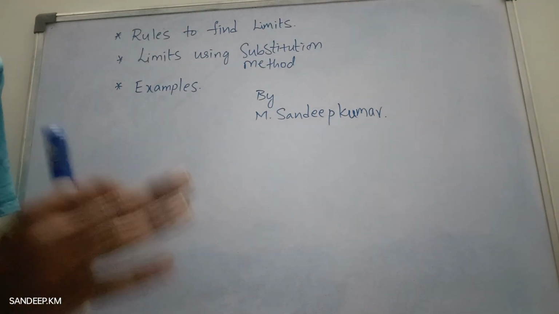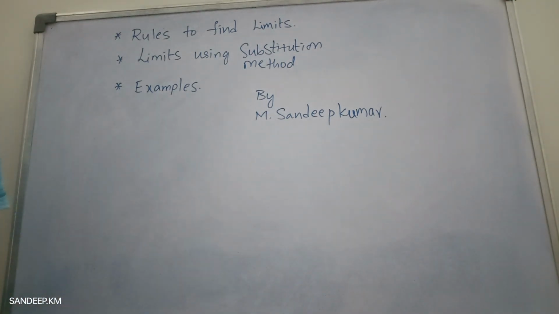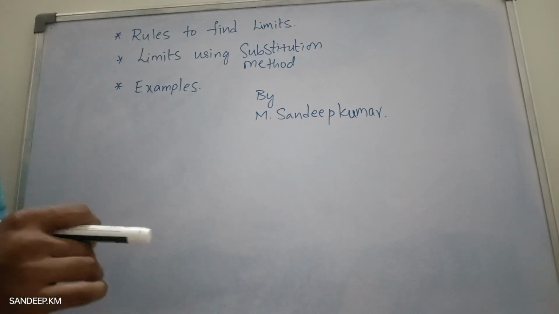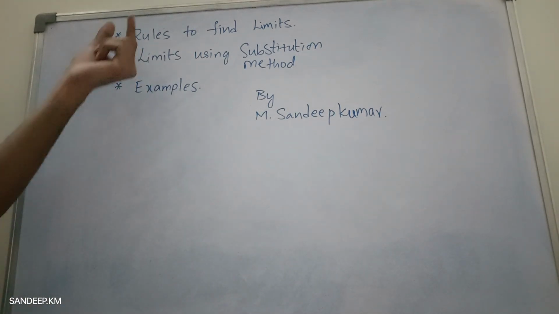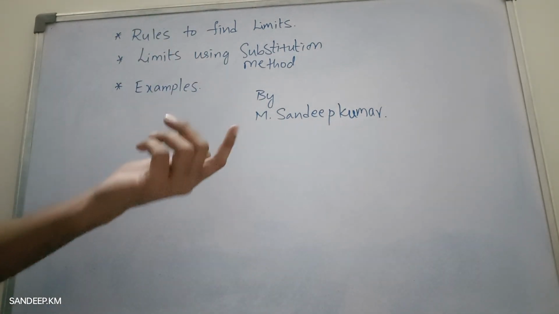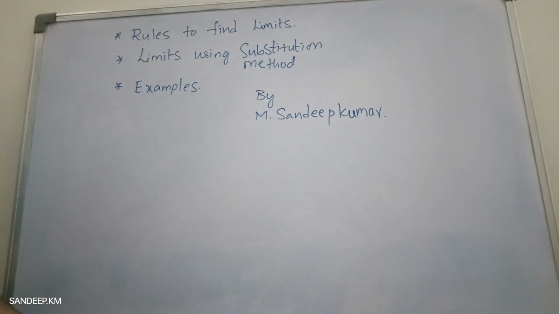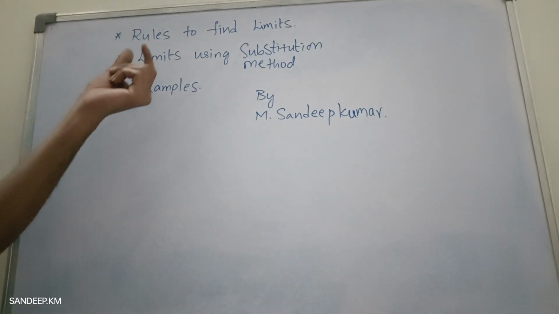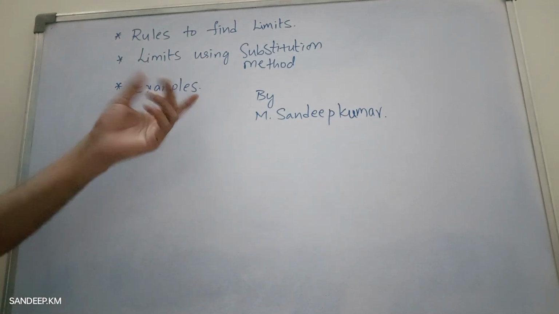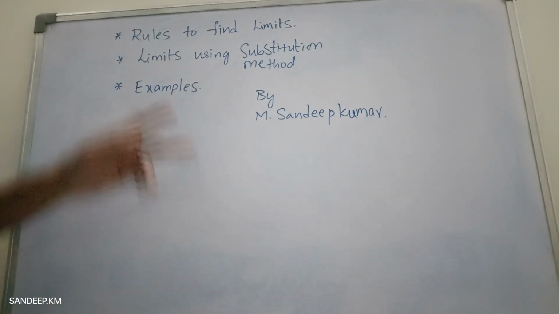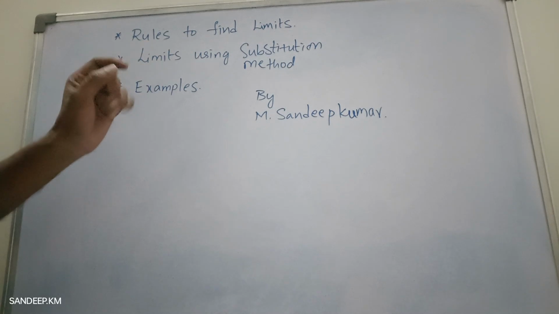So already we have completed 3 videos in the topic of limits. We have seen whether the limit exists or not using LHL and RHL, and then we have discussed many problems from that particular concept. And in today's video, let us see what are the rules we are going to follow to find the limits. Okay, and then we will find the limits using the very basic method called substitution method. Okay, and then we will have some examples. So these are the topics that we are going to look into in today's video.